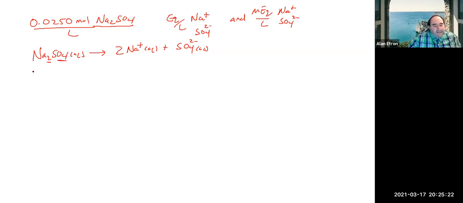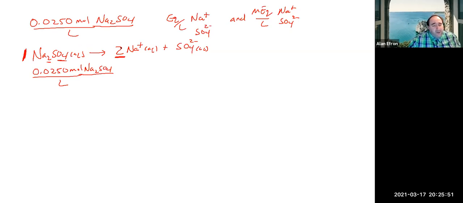Now, if this entire thing had a concentration of 0.025 moles per liter, we could actually do a mole to mole relationship here. And what we see is for every 1 mole of the sodium sulfate, we get 2 moles of sodium ions. It's kind of like how it breaks apart, essentially.